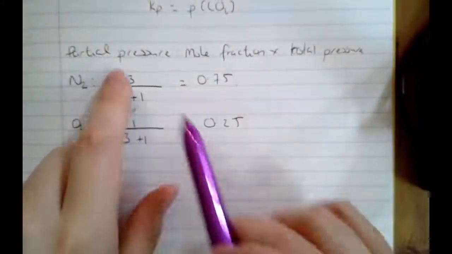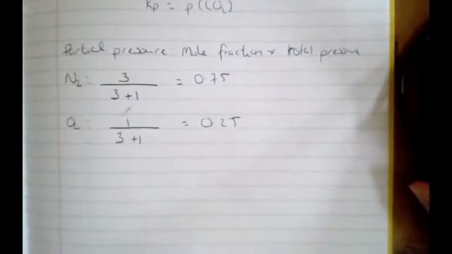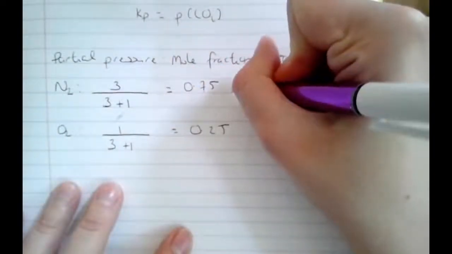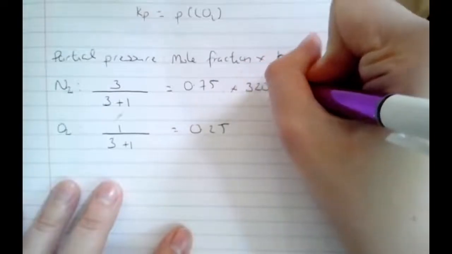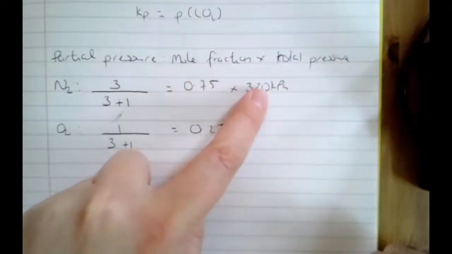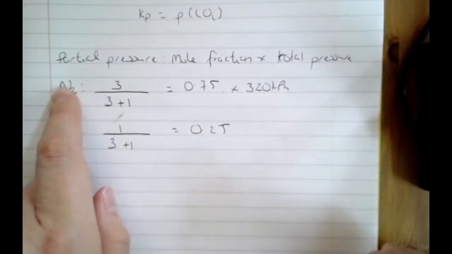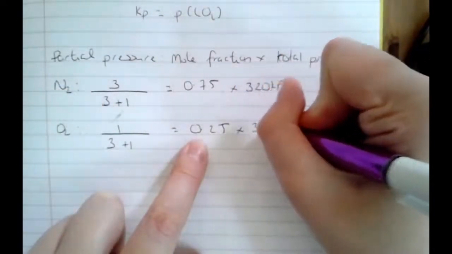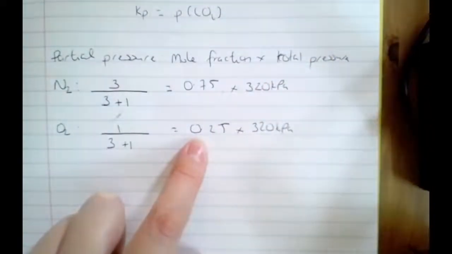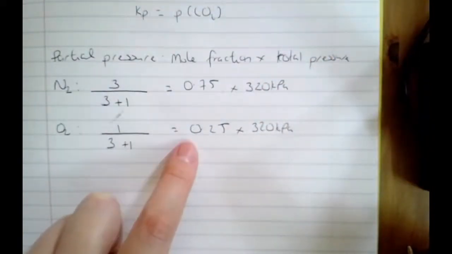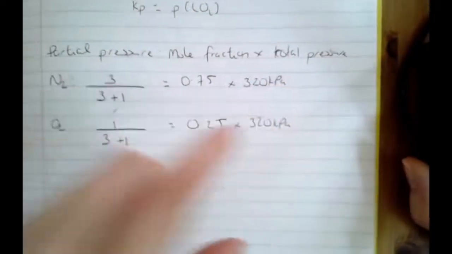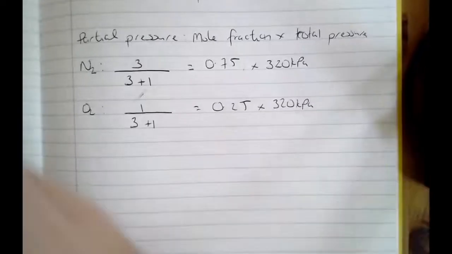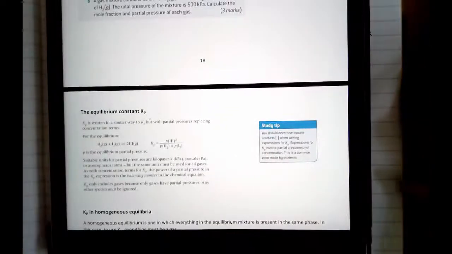So as I said above, once you know what your mole fraction is, you times it by the total pressure to calculate the partial pressure. In this particular example, it tells me that the total pressure is 320 kilopascals. So if I times the mole fraction by the total pressure, I'll work out the partial pressure for nitrogen. And if I times the mole fraction of oxygen by the same total pressure, I'll work out the partial pressure for oxygen. And then the units for partial pressure will be exactly the same as the units I've got here for total pressure. So we'll just look at another example, one here underneath.